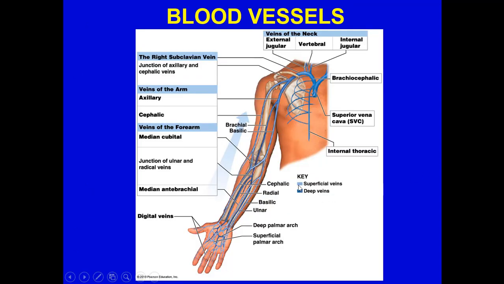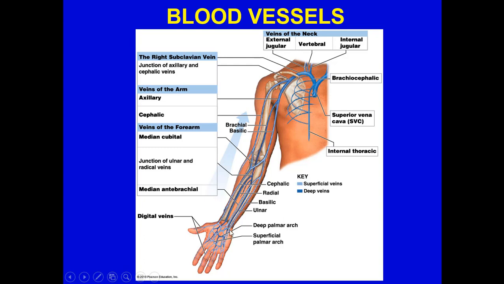Now, by the way, if you notice, there's a color coding right here. Superficial veins are a light blue, and deep veins are a much deeper blue. So you can see that there is this network of the superficial palmar arch, and off of that you are going to have digital veins. The blood is going to flow back.